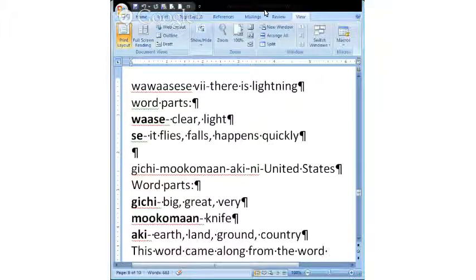And so then, was the first, the one in the middle, the wasay, that just means clear. And then just the say at the end, that alone means it flies. Yeah, but by themselves they're the word parts right now, but they're called morphemes. By themselves they're nothing. They can't stand alone. Okay, that explains it.